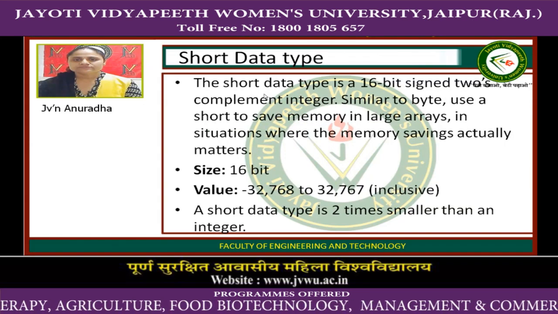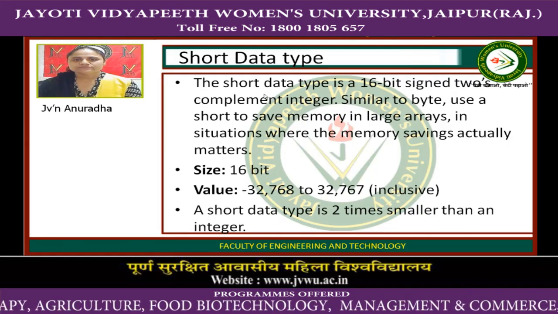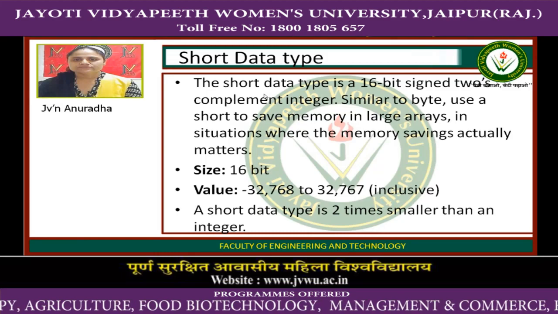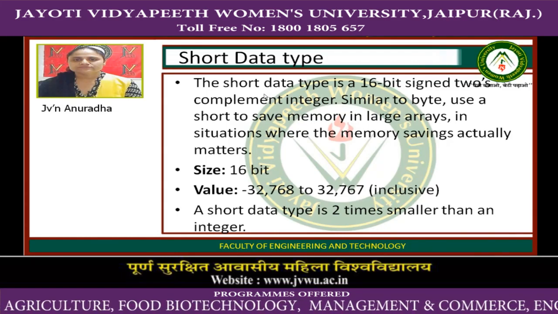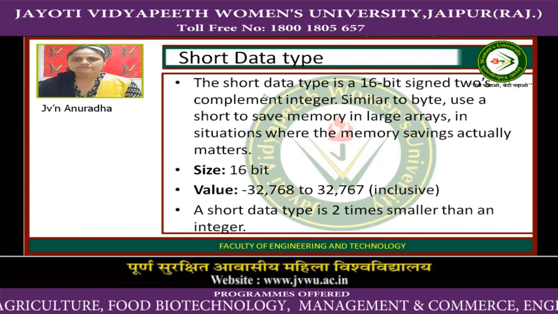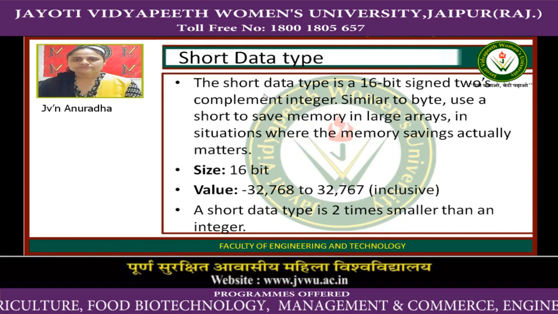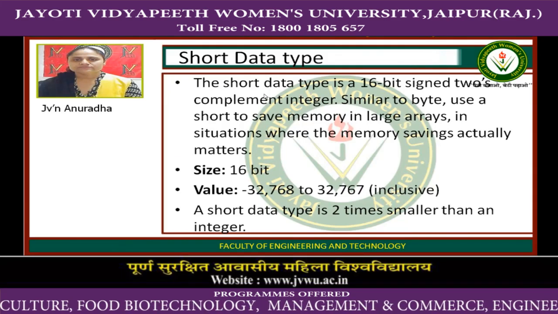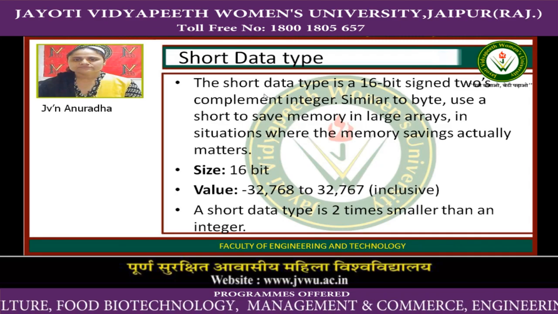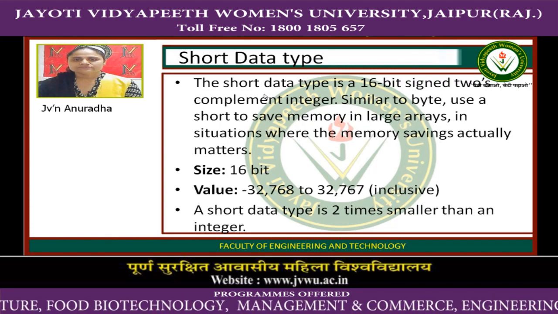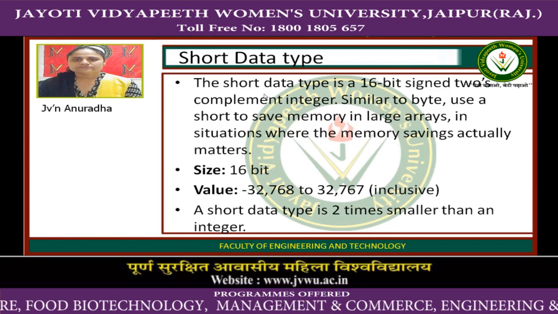Now, next data type is short data type. The short data type is a 16-bit signed 2's complement integer. It is similar to byte, uses short to save memory in large arrays in situations where the memory savings actually matters. Size of short data type is 16-bit. The maximum value of short data type is 32,767 and the minimum value is minus 32,768.